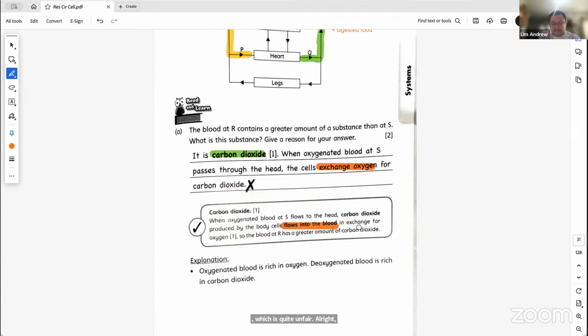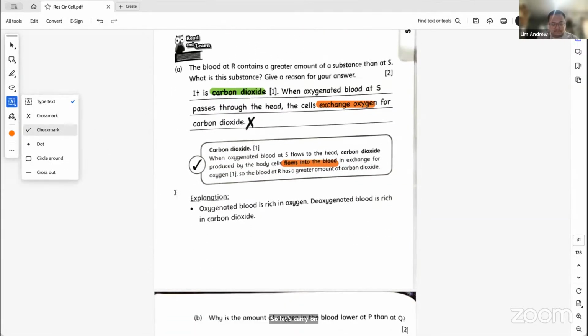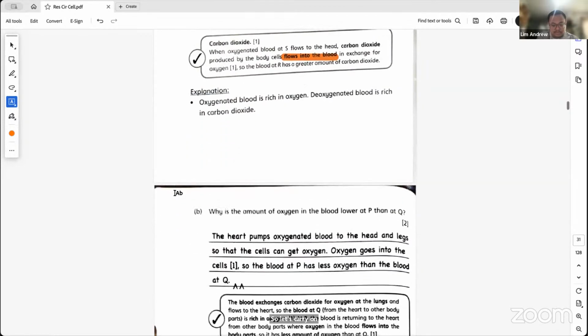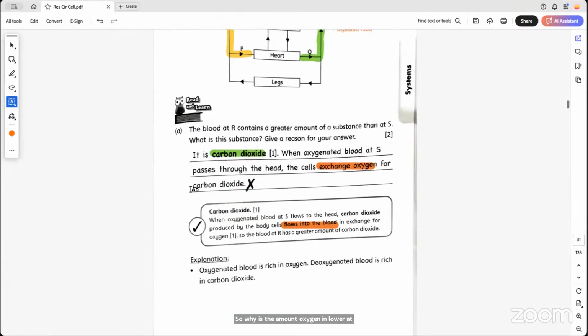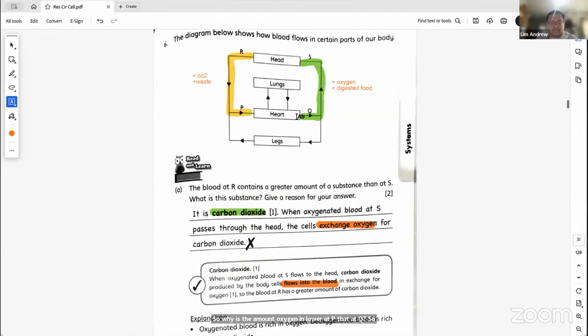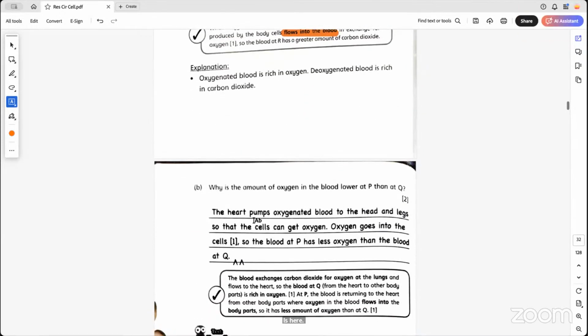All right, let's carry on. Why is the amount of oxygen lower at P than at Q? Where is P? P is here, Q is here. Well, at P, the body has already used up the oxygen. Therefore, there's more carbon dioxide, and the amount of oxygen is lesser.